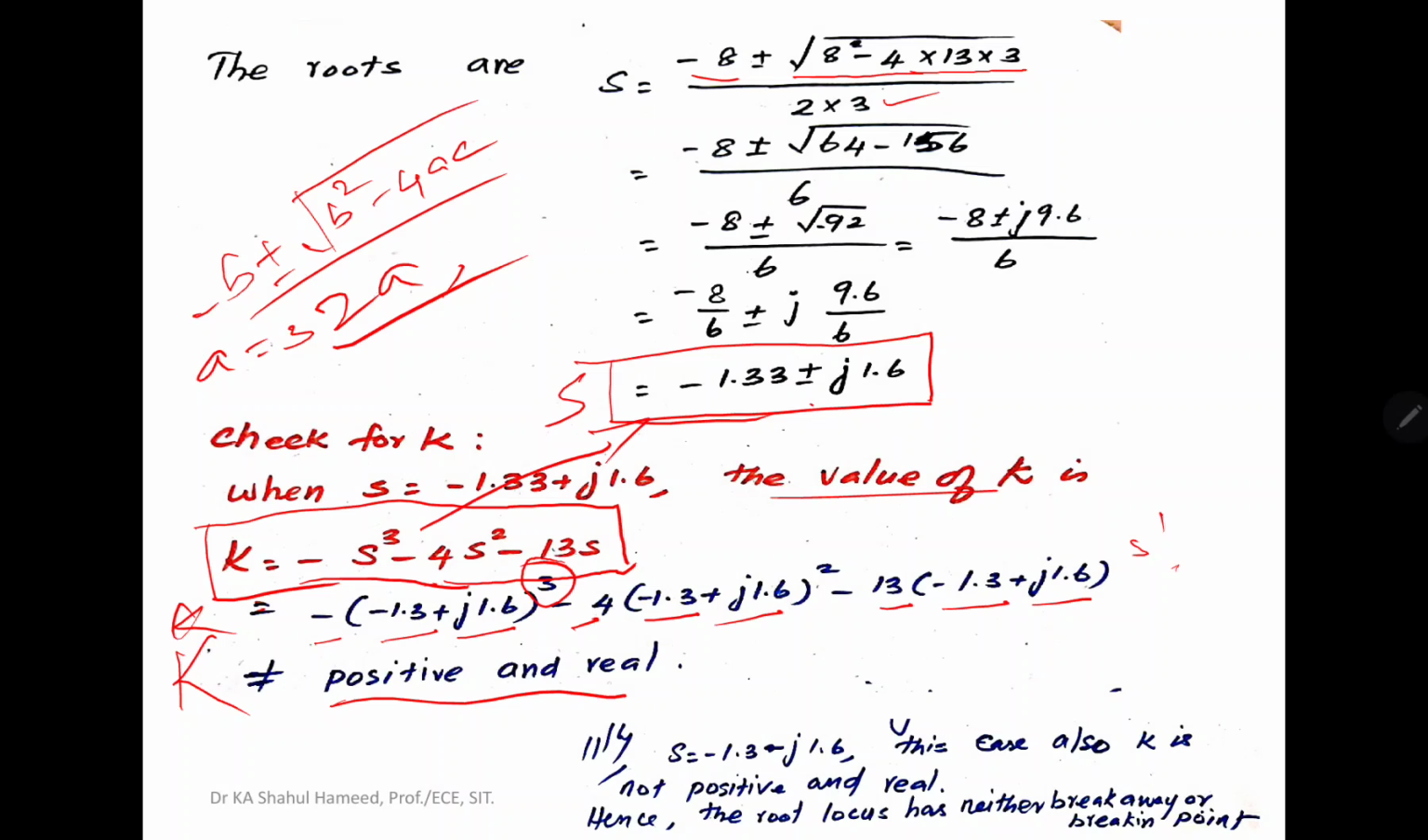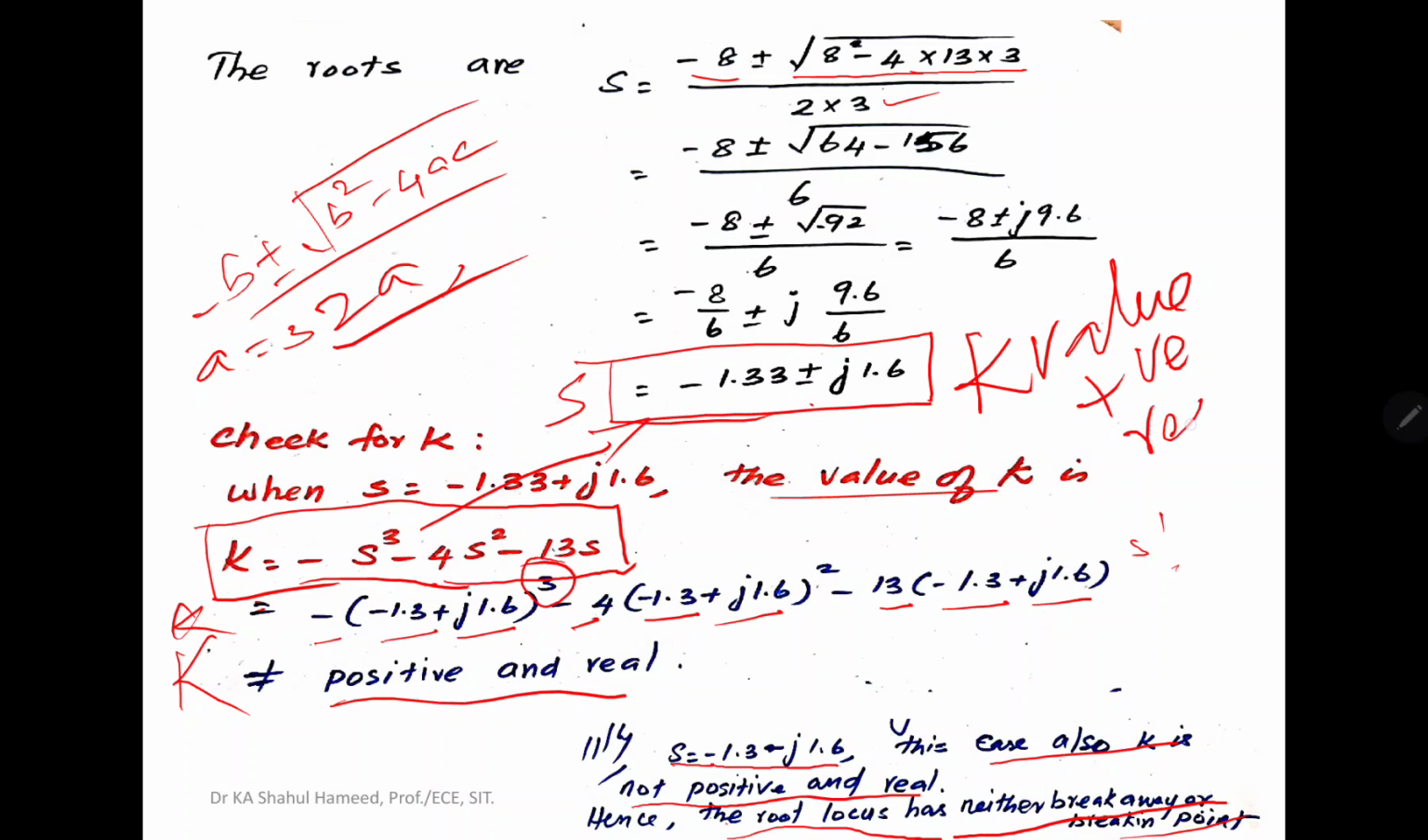If one root is a complex number, then the other root will also definitely be a complex number. So for this root, that is s is equal to minus 1.3 minus j 1.6, the k value is also not positive and real. It's a complex number. Hence we can say that the root locus has neither breakaway nor break-in point. Breakaway and break-in points exist only when the k value is positive and real. Here the gain value is a complex number, hence we conclude that there is no breakaway and break-in point.